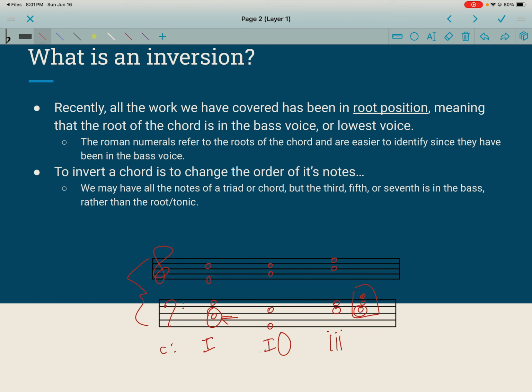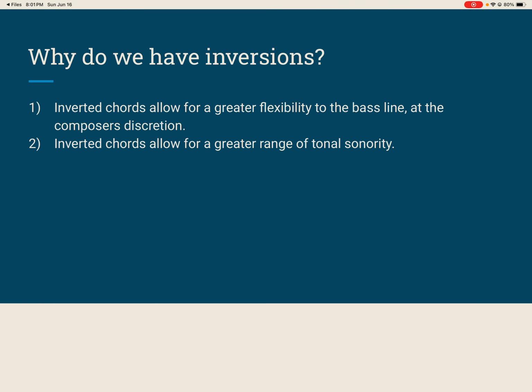So now we're going to make it spicy and switch up the order of our notes. Prior to me doing this and making you feel like, oh my goodness, why am I in misery right now? Well, it's because we have inversions for 2 reasons, which you might not even realize you're listening to in the music that you're listening to on a daily basis, because inverted chords allow for a greater range of tonal sonority.